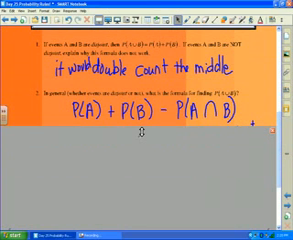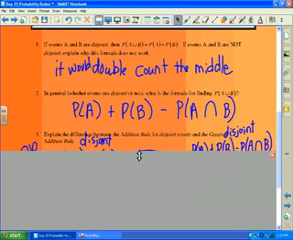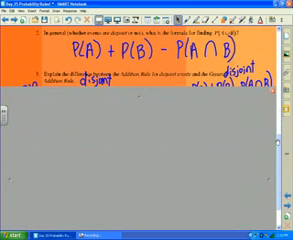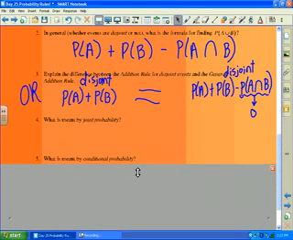Oh, what is the formula? Well, the formula is the probability of A plus the probability of B, and then subtract away that double counted portion. Okay, good, which we already discussed. Now, next question. Explain the difference between addition rules for disjoint and the general addition rule. So, the way I did this earlier was this.